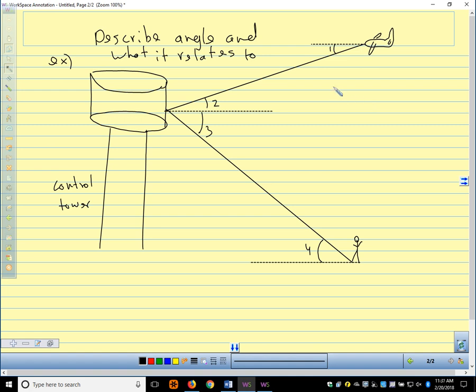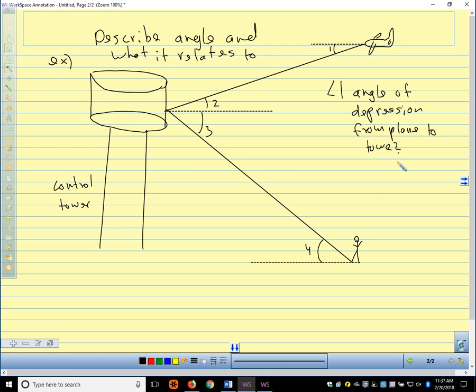All right, so angle 1. How would we describe angle 1? Angle of elevation or depression? Depression, it goes down from the horizontal. Angle of depression. From what to what? From the plane to the tower. So if you had a problem that was described that way, they would say the angle of depression from an airplane to the control tower is 27 degrees, something like that.